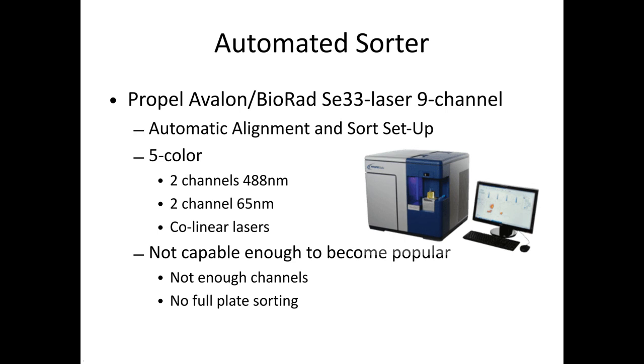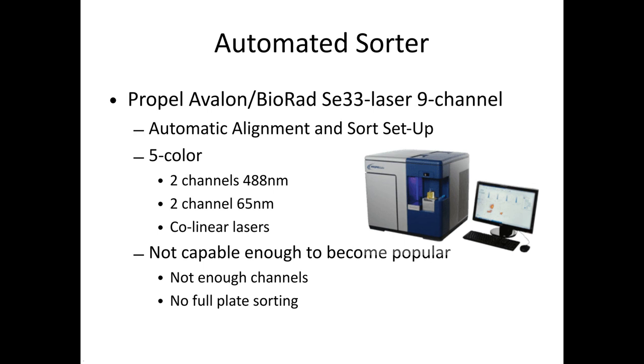They were collinear, which is something I'm not a fan of. And you couldn't sort a full plate. A lot of people are doing the basic one-color sorts or sorting onto plates. But this one had strips. And while it was cool, it didn't really fit into the workflow of our lab. And I ended up donating it to the San Diego Zoo, where I believe they're sorting rhino sperm on it.